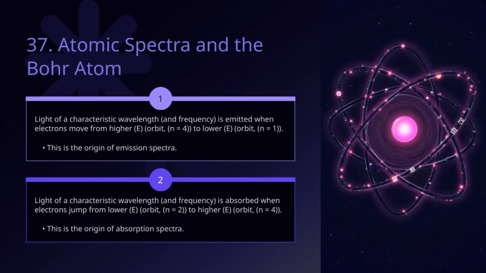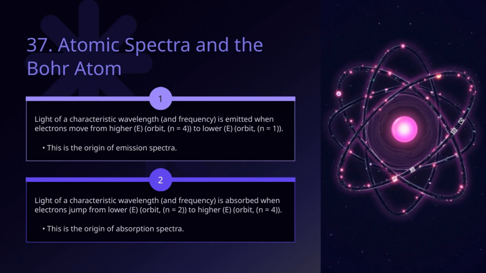Now let's look at the origin of absorption spectra. When light with a specific wavelength and frequency hits an atom, electrons can absorb that energy and jump from a lower energy level, like the n equals 2 orbit, to a higher one, such as n equals 4. This process creates the absorption spectrum, which appears as dark lines or bands against a continuous background.